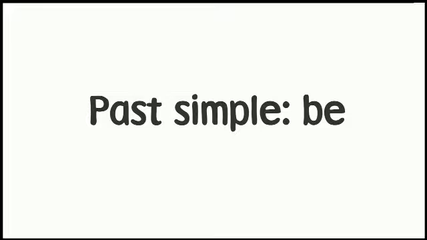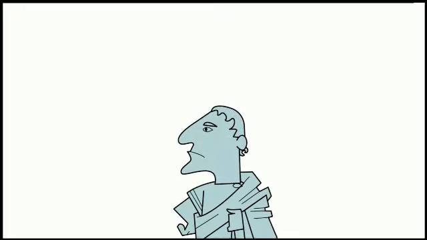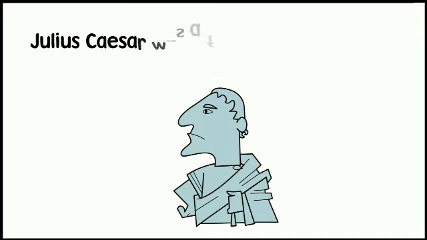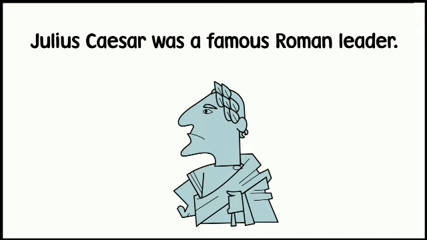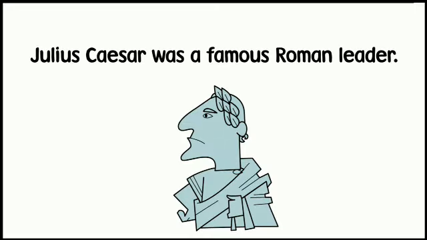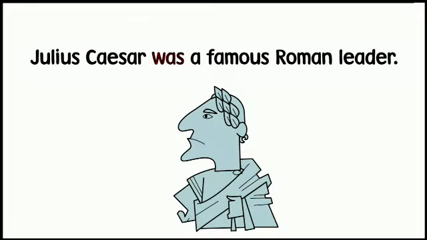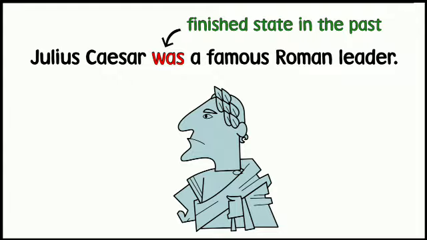Past simple. Be. Julius Caesar was a famous Roman leader. We use the past simple of the verb be to talk about a finished state in the past.